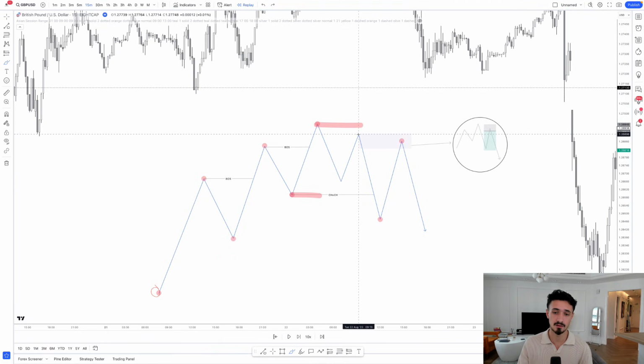And then from there, we have an area of supply, our point of interest, and then as price makes its way back up into this area, what you will typically see is this entry model right here on the right-hand side on a lower time frame.